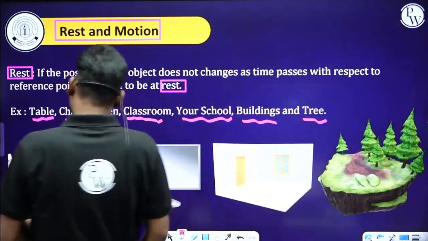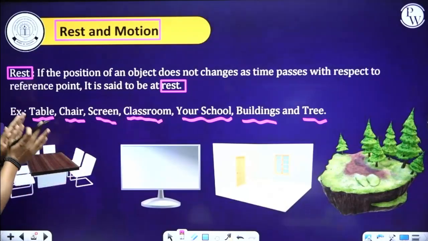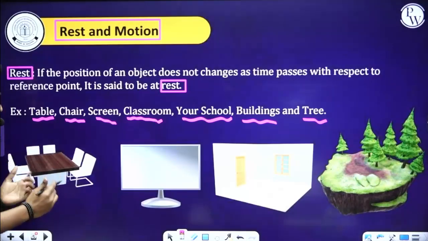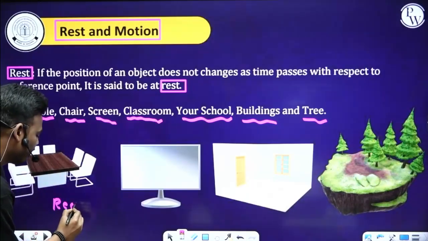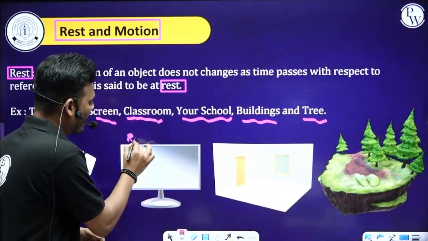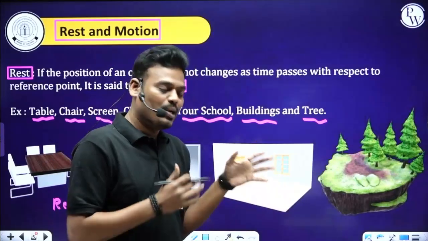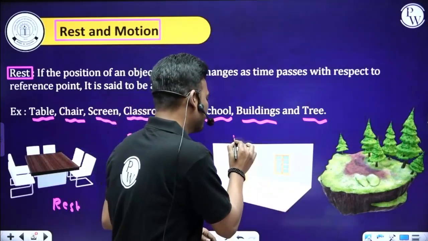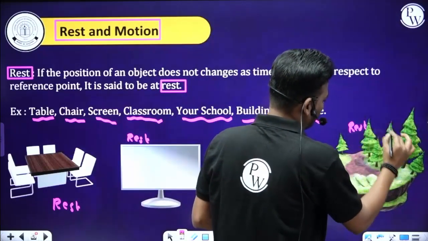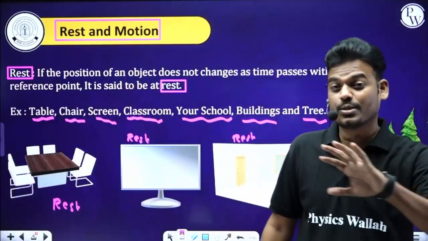Here you can see, this is the table and all these are chairs. This table as well as the chairs do not change their position, so you can consider it at rest. And the next one, a screen or else a monitor. This is also at rest. And your classroom or else your home, that is also at rest. And the trees, all the trees are at rest. They do not change their position with respect to time and with respect to a reference point.